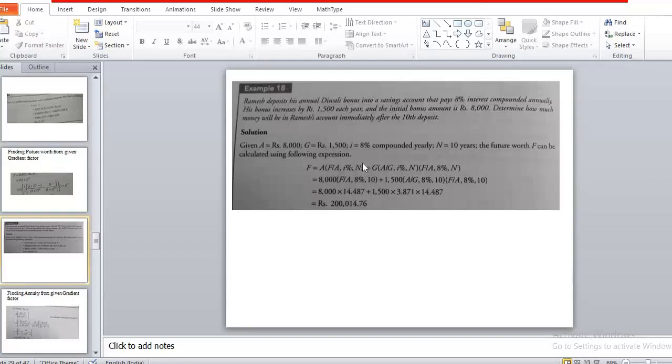There are two terms. The first term is related to the annuity value of 8,000 each year, and the second term is related to the increment, considered as a gradient of 1,500 for each year. In this gradient term, again there is an annuity equivalence term. We consider the annuity equivalence term into this future equivalence term.